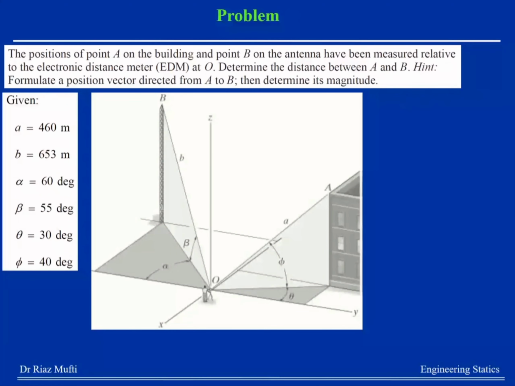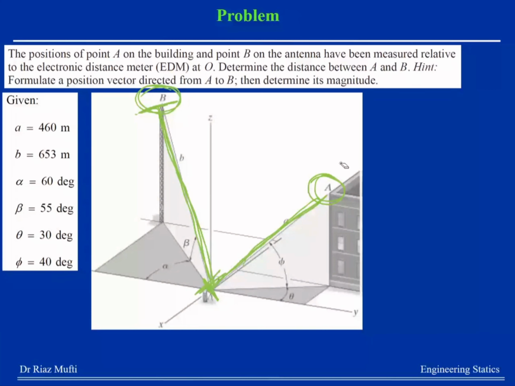Point A on the building and point B on the antenna have been measured relative to the electronic distance meter EDM at O. So the distance of this point from here and the distance of this point from here has been measured. Determine the distance between A and B.